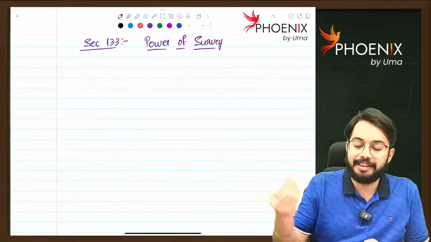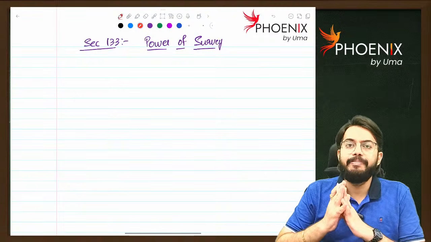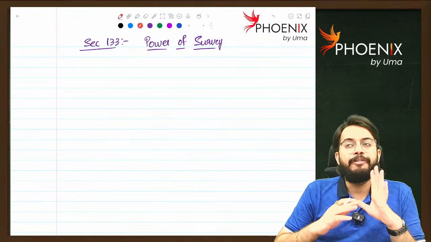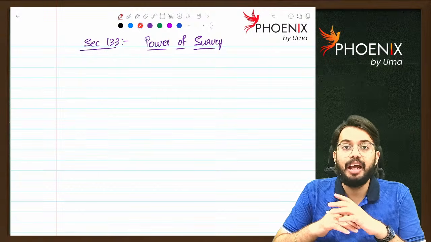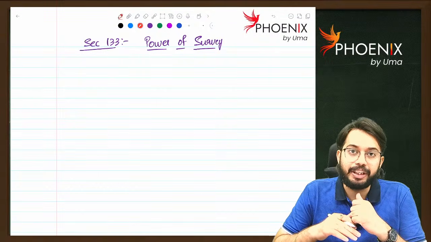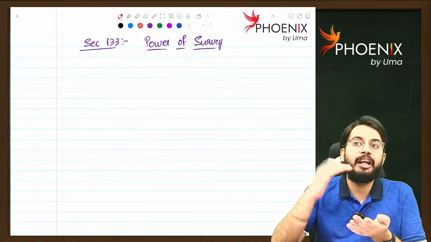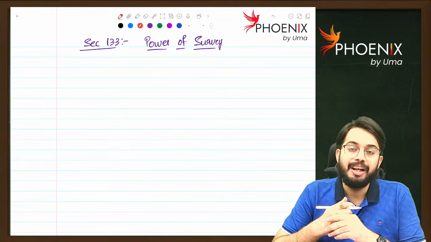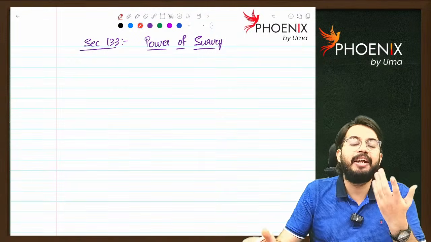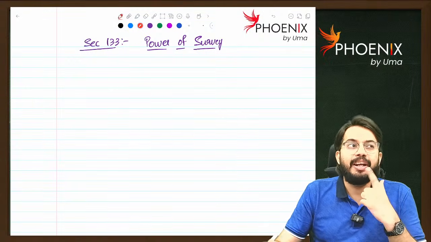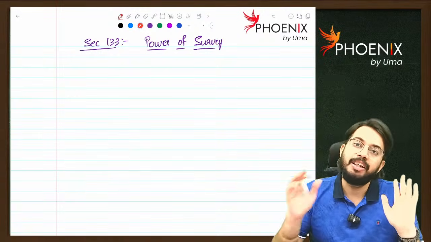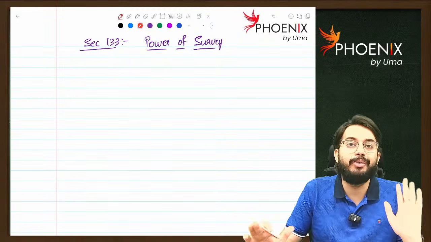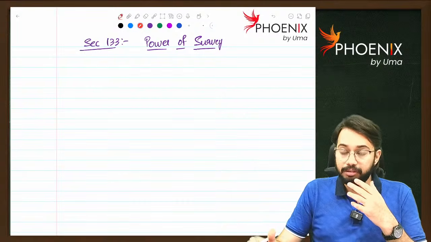Okay, let's start. Power of survey. If the department wants to do a search under section 132, then they need to have prior information. Only based on prior information can they do it. But to do a survey, prior information is not required. If the income tax department feels suspicious about any person, that's it. They can go and do the survey.